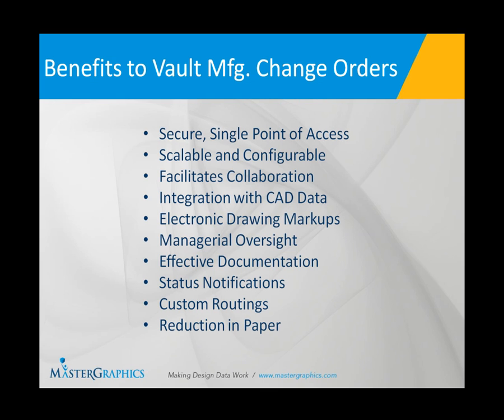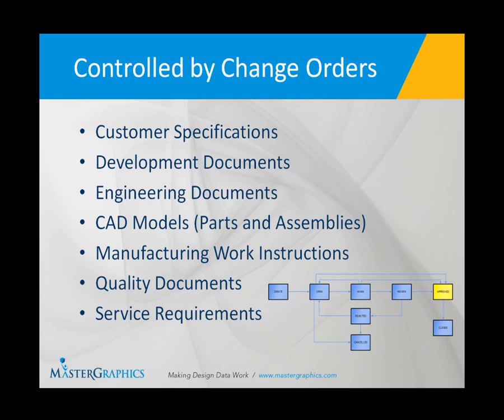And like what Stephanie was talking about earlier, there's a reduction in paper. Well, with the electronic drawing markups being organized in the change order, that reduces those drawing markups. And it also reduces the amount of paper just with the change order itself. So those are some of the benefits that can be achieved through Vault Manufacturing.